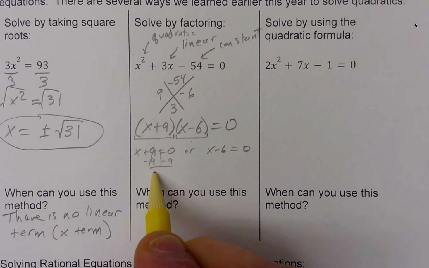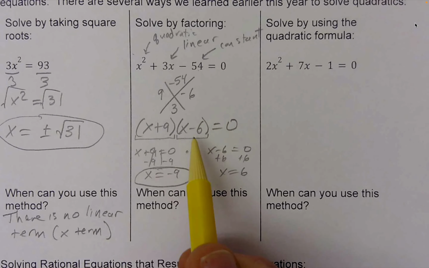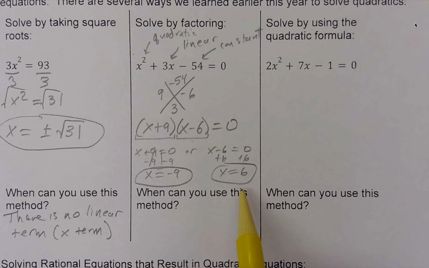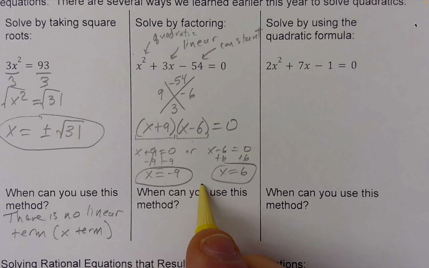You could also do this in your head. You notice it's just going to be the opposites of these, right? So negative 9 plus 9 gives you 0 here. That would zero out the whole thing, so that's one possible answer. And then positive 6 would make this become 0, since 6 minus 6 is 0. So that's the other possible answer. So here are your two answers. I guess I should have put the official way to write that would be like this.